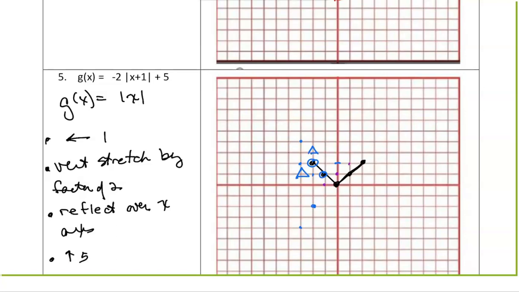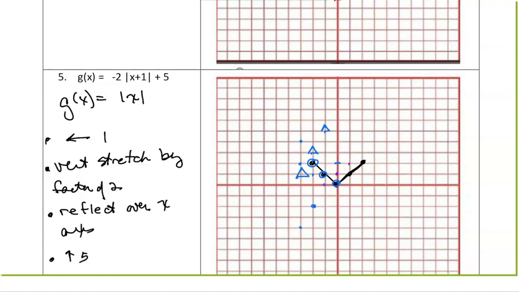Okay, so look at your work, see what you think. Then I'm going to go to this one. If I look at that and I try to go left 1, I'm right here. And then I want to do a vertical stretch by a factor of 2. 2 times 0 is still 0. Reflected over the x-axis also does not change. And then go up 5. 1, 2, 3, 4, 5. That's where it's supposed to be.